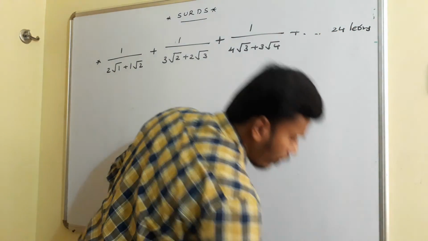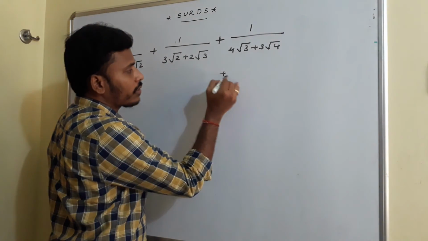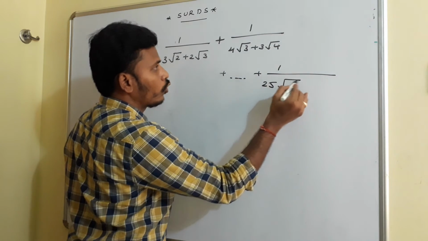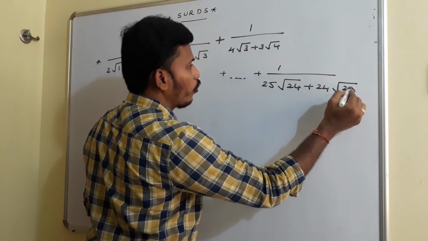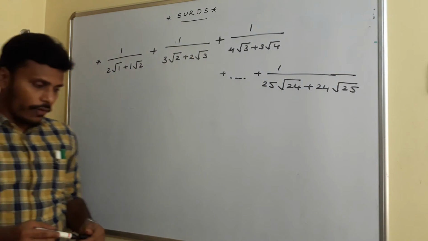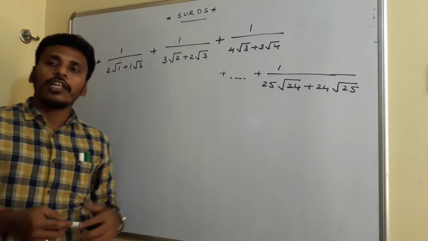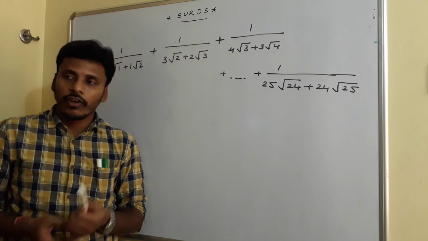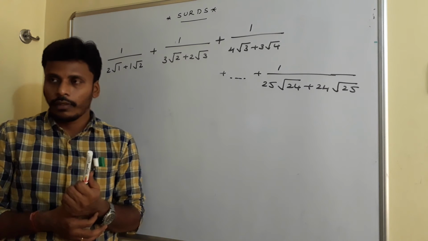24 terms, or directly you may take the last term as plus and so on, plus 1 by 25 into root 24 plus 24 into root 25. You need to find the sum of all these things. Just think, and then I will give you the solution. As discussed in the last problem, you consider any one of the terms, rationalize it and then simplify it. Use that idea for everything, right?